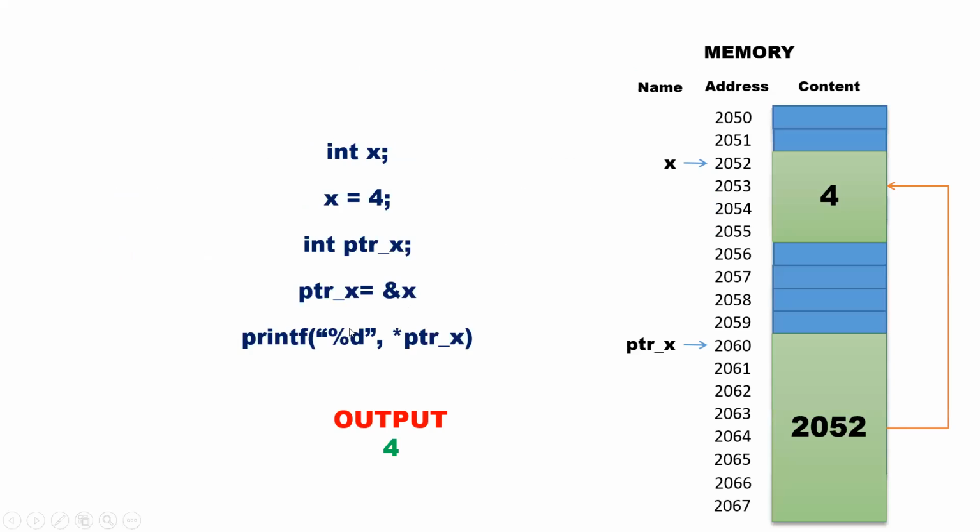For example, here, if I write printf percentage d, star ptrx, ptrx contains the address 2052, star ptrx means the content of the location pointed by ptrx. ptrx points to the location 2052. The content at that location is 4, so you'll get the output 4. So star means it is the indirection operator or the value at operator. It gives the value of the location whose address is stored in the pointer variable.